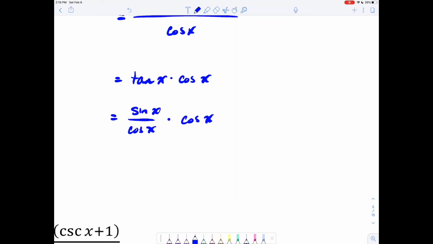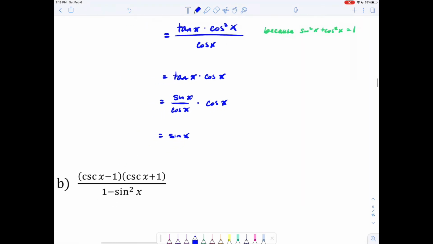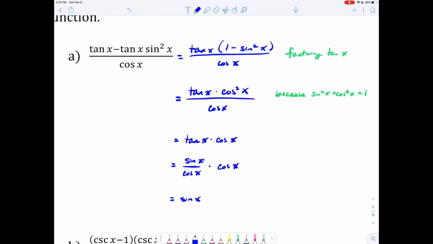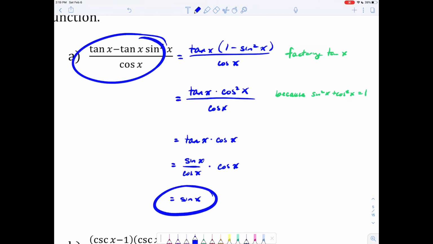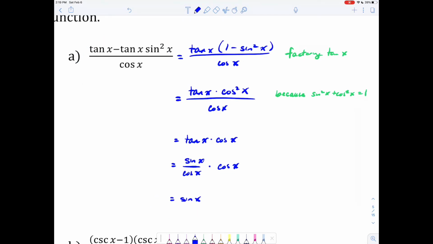And now I can see that I can get rid of these cos x's and just write sine x. So that whole complex convoluted expression at the beginning, this tan x minus tan x sine squared x, all divided by cos x, is actually equal to sine x. This is considered an identity to say that this is equal to that, or to say that it's equal to any of these other steps along the way. That is considered an identity.